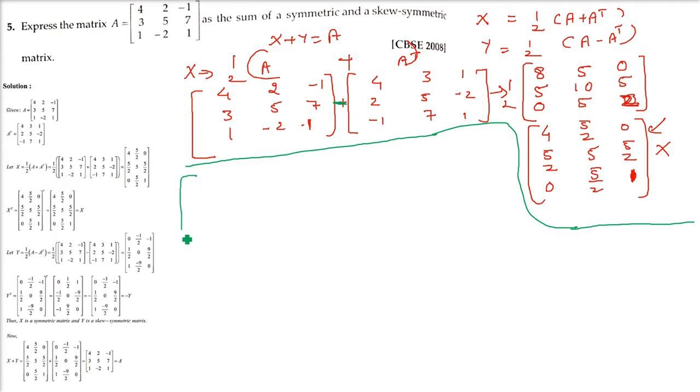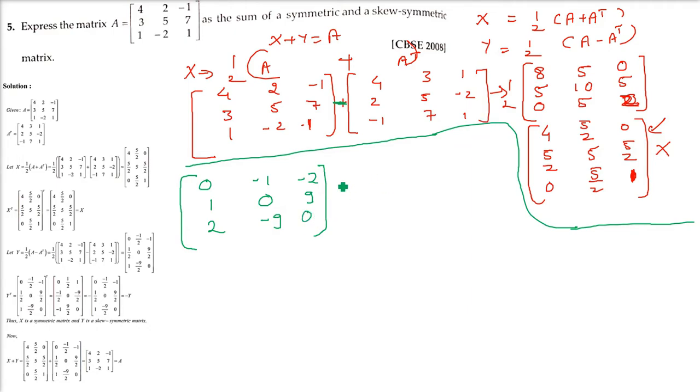Y has to be the subtraction of A and A transpose. So 4 minus 4 is 0. 2 minus 3, negative 1. Minus 1 is minus 2. Negative 2. 3 and 2 if you subtract you get 1. 5 and 5 subtract, 0. 7 minus of minus 2 will be 9. 1 minus of minus 2 will be 2. Minus 2 minus 7 is going to be minus 9. And 1 minus 1 will be 0.